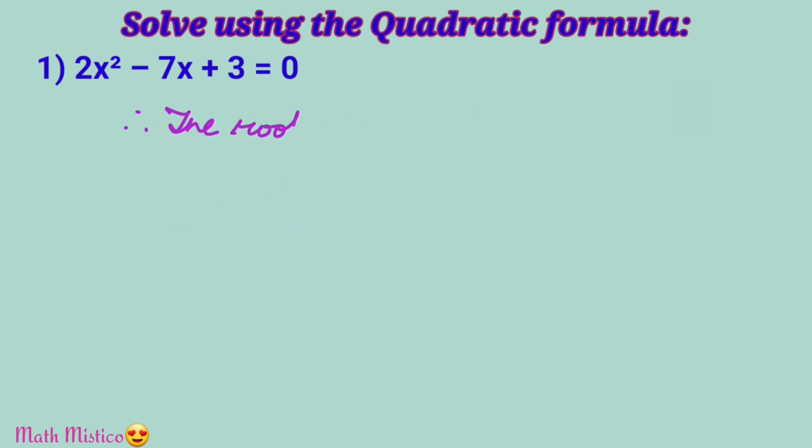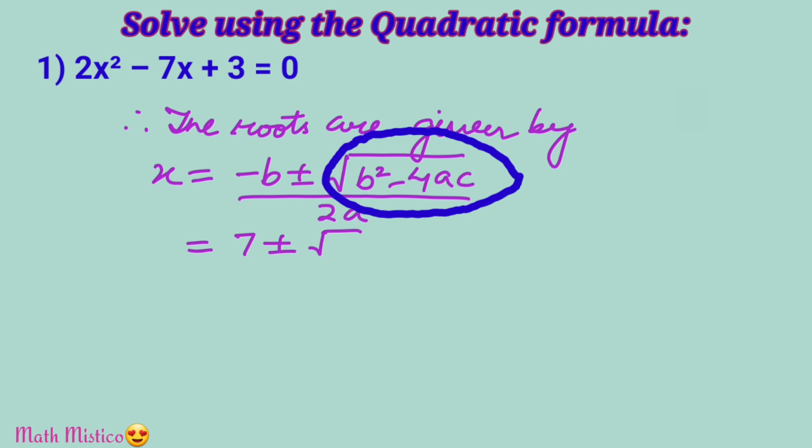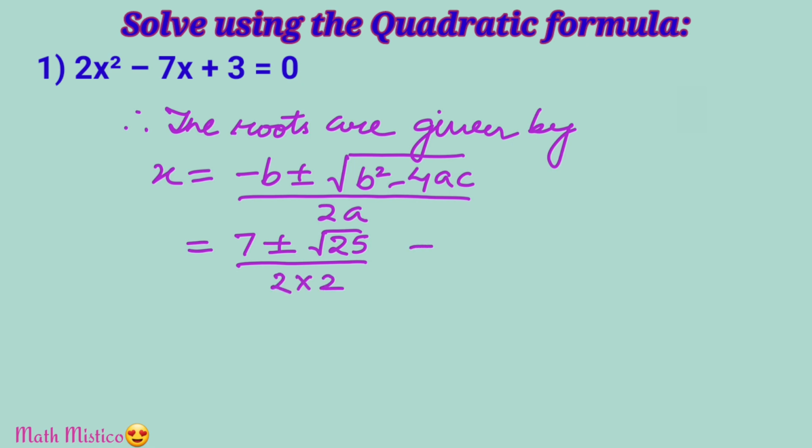We are going to use the quadratic formula. So the roots are given by x = (-b ± √(b² - 4ac)) / 2a. Replace all the values here. The value of b is -7, so -b will be minus into minus, that is +7. This part is the discriminant and we have already found it, so we can directly use it here. And the value of a is 2. Solving further, we get (7 ± 5) / 4.